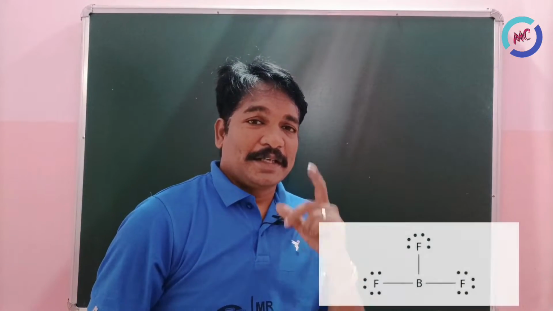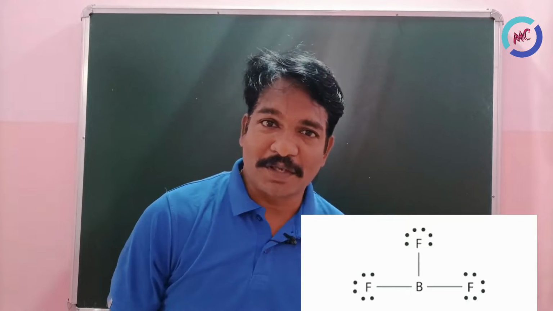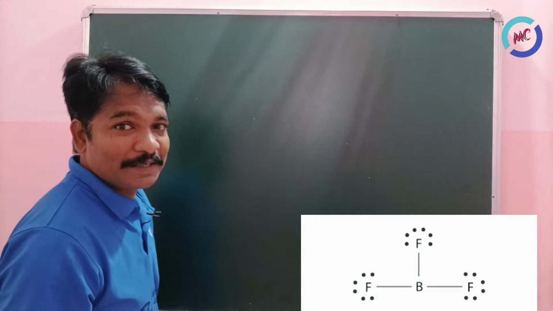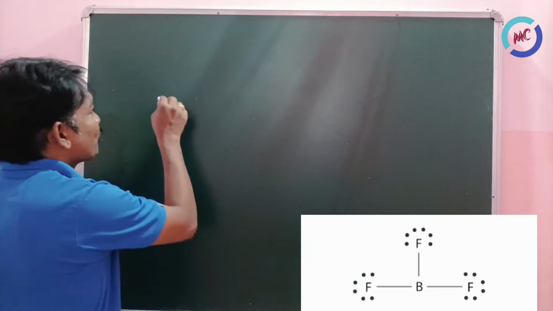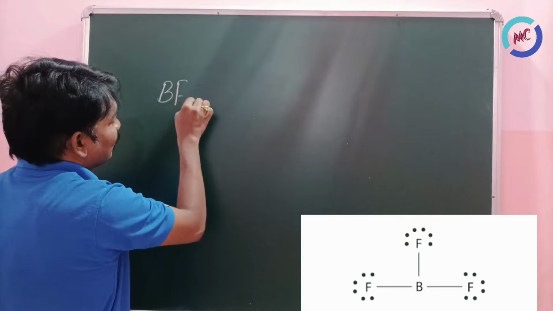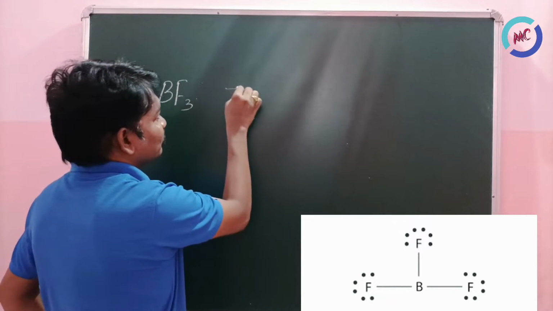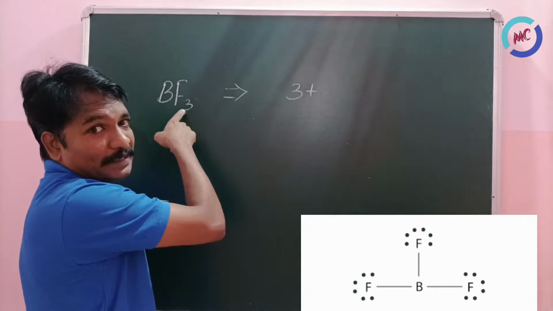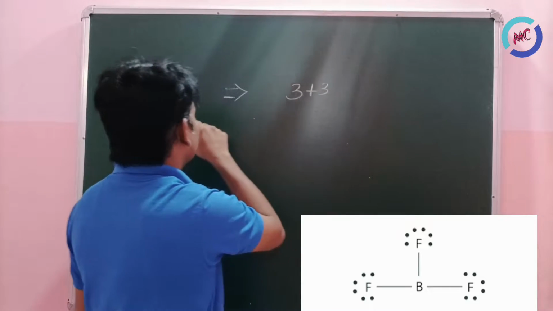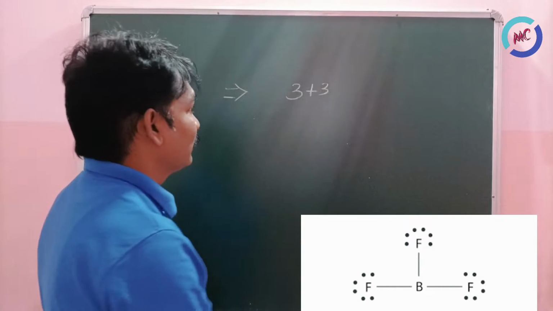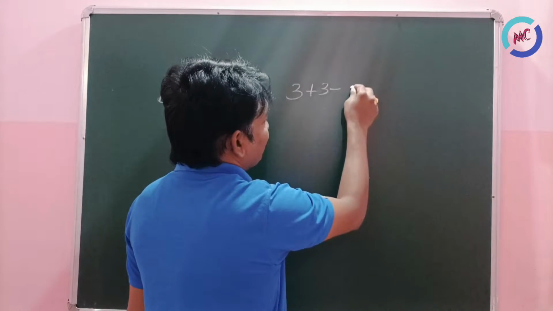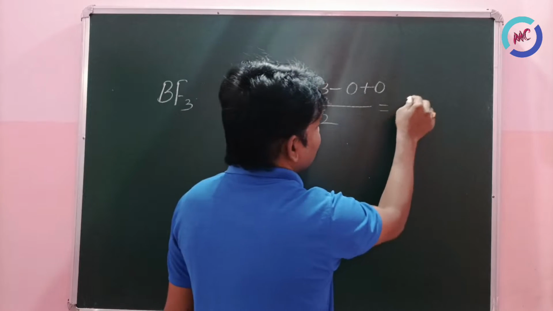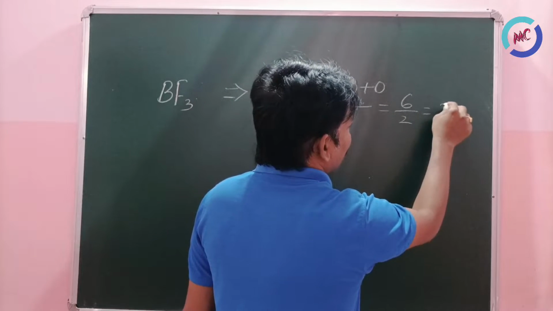Boron trifluoride. In case of boron trifluoride, the central atom is boron. How many valence electrons are there? Boron belongs to third A group. That's why third A group is also called boron family. Number of valence electrons 3. Number of monovalent side atoms, there are 3 because the halogens are monovalent. Fluorine is halogen here. Minus, it is a neutral atom, there are no positive or negative charges, that's why I am writing 0 plus 0, by 2, that is equal to 6 by 2. 6 by 2 is equal to 3.